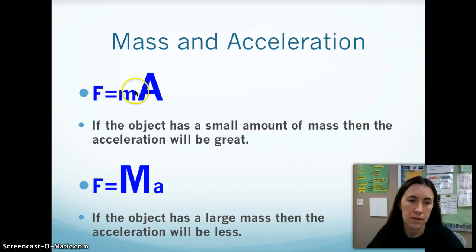So this is a representation with the formula of what we saw with the picture with the kid in the wagon. If you have a small mass and you have a force here, it's going to accelerate at a greater rate. If you have a large mass and you have the same force, the acceleration is going to be much less. Same force is applied, the mass changes, so the acceleration changes. Large mass, small acceleration, small mass, great acceleration.